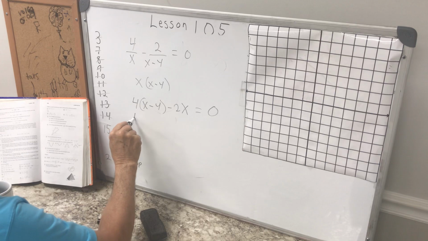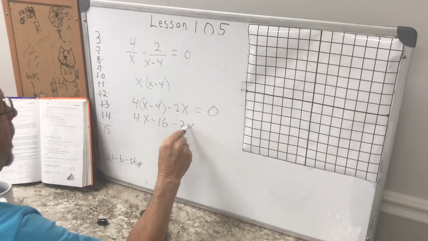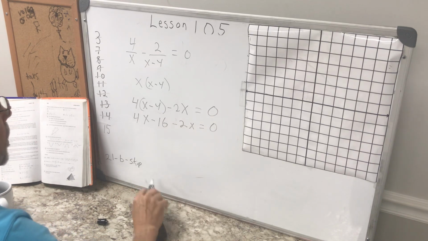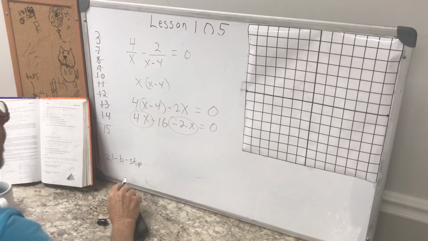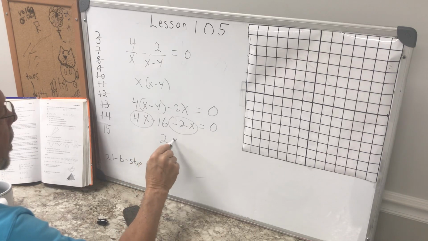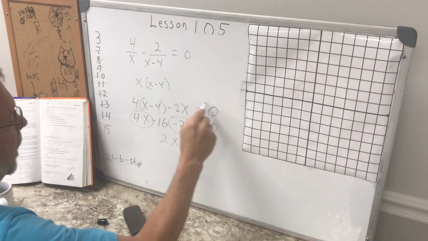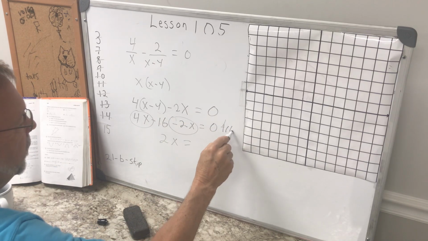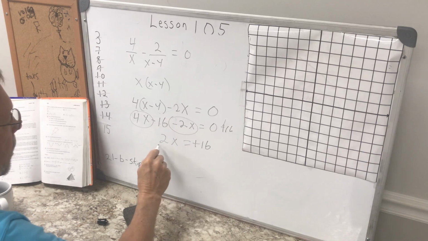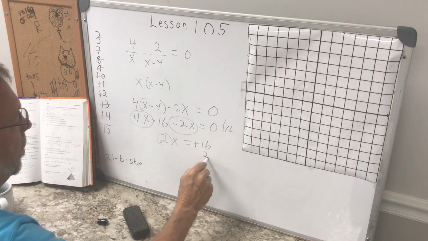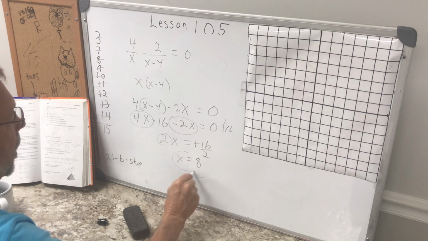Okay, distributive property, 4x negative 16 negative 2x equals 0. Put the two x's together, that is 2x. And we move the negative 16 to the other side, and it becomes a positive 16. Divide the 16 by 2. X equals 8.